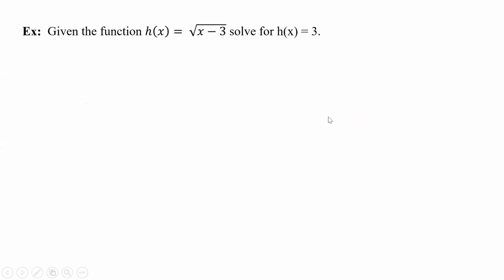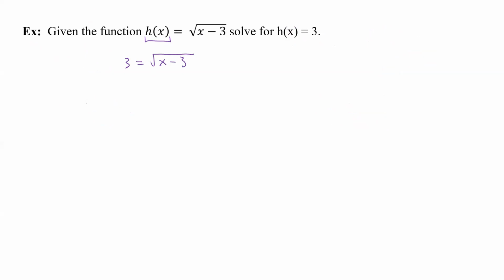All right, given the function h of x is equal to the square root of x minus 3, solve for h of x equals 3. So this one, instead of plugging in for the x, we're going to substitute for the y. So this really is equal to y, and so we're going to say 3 equals the square root of x minus 3. So we're plugging in the 3 in place of our h of x. Okay, so kind of the opposite of what we just did.